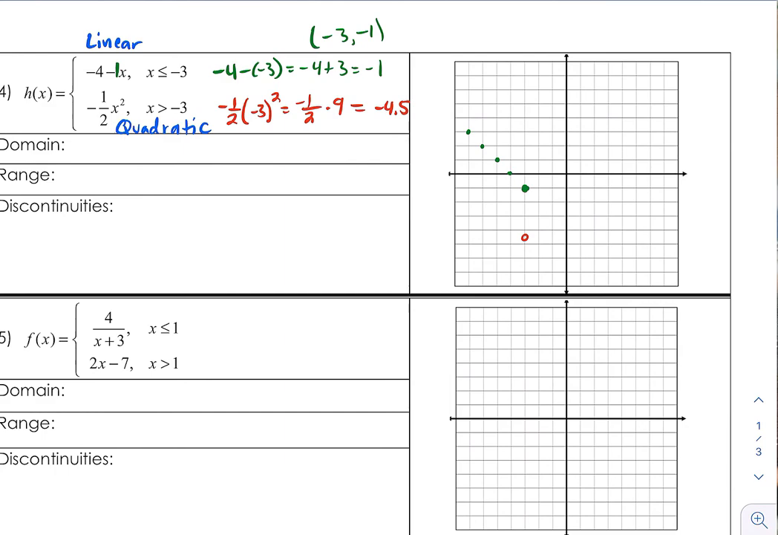An alternate way is we can plug in x values that are less than -3 to get output. So we could plug in -4, -5, -6. That is an alternate way. So let's go ahead and sketch this graph. There we go. Okay, so the linear ones should be pretty straightforward.